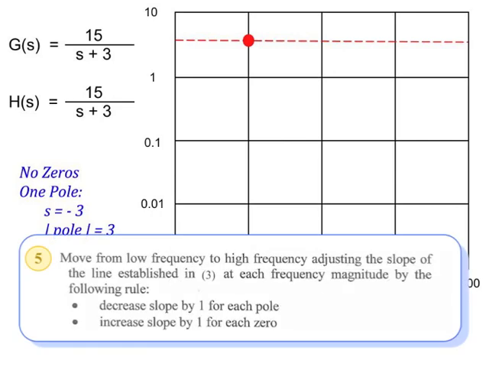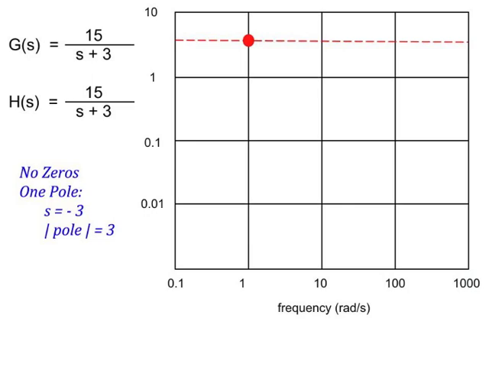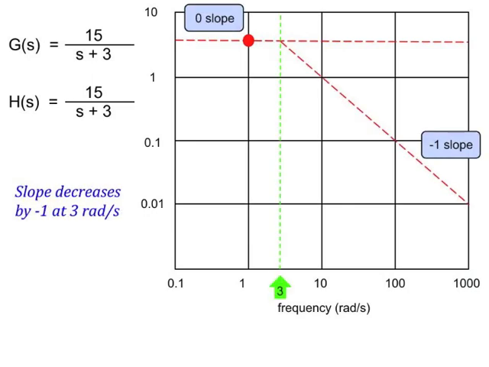In step 5, we move from low frequency to high frequency, adjusting the slope of the line we just found. We decrease the slope by 1 for each pole that we encounter, and we increase the slope by 1 for each zero. So now let's apply this to our example problem. We had only one pole at the magnitude 3 radians per second, so we'll decrease the slope from 0 slope to minus 1 slope at 3 radians per second.